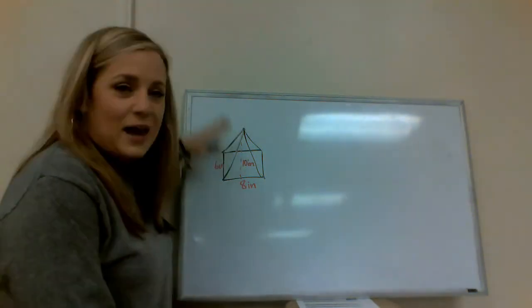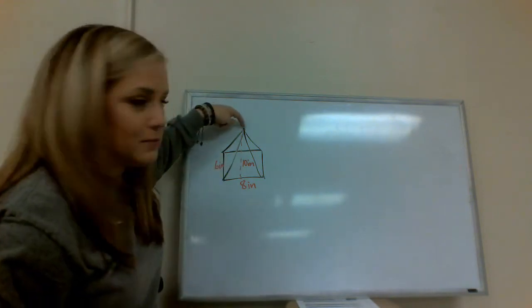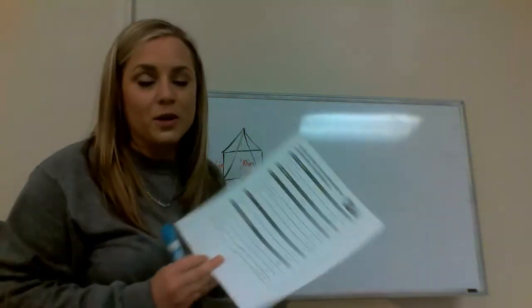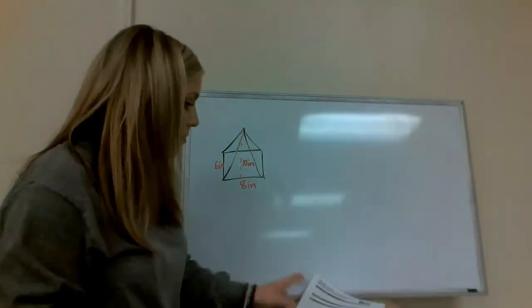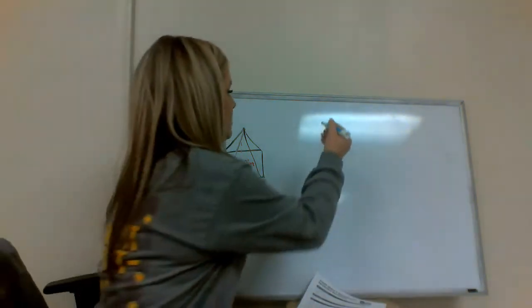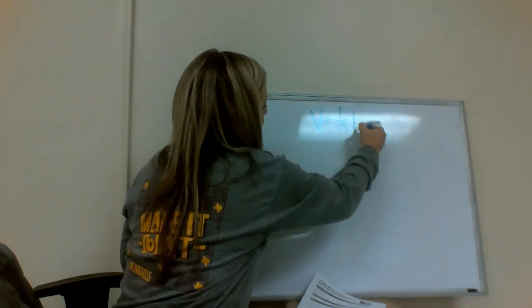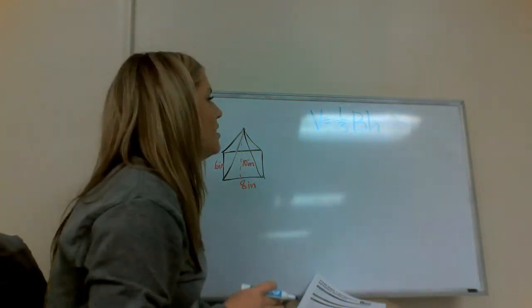Okay, so here we go. This is our last example. This is a pyramid because it comes to a point. So you want to make sure that when you're looking at your formula chart, that you're looking at the pyramid volume. Okay, and I can see that it says volume equals 1/3 times capital B times height.